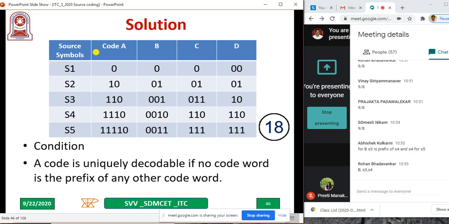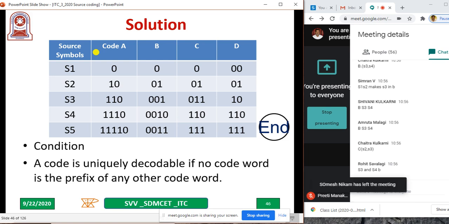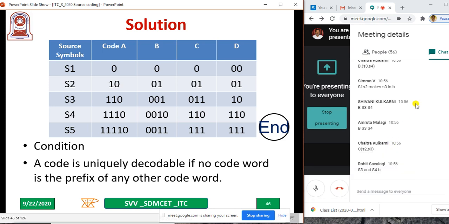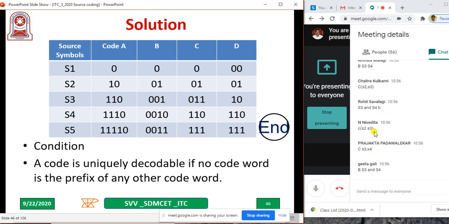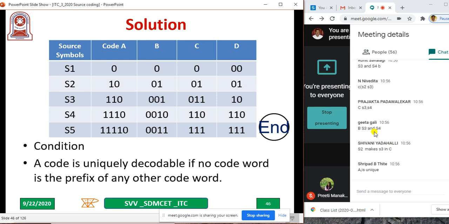Abhishek Kulkarni says S3 is a prefix of S4, and S4 of S5, in case of B. Very good, Abhishek. Chaitra, S3 and S4 in case of B; correct. Rohan has typed. Simran says S1 and S2 make S3 in B; very good. Shivani, S3 and S4 in B; correct. Chaitra, C: S2, S3; correct. Rohit says S3, S4 in B; correct. Nivedita, C: S2, S3; correct. And for B, the majority are telling B; correct.